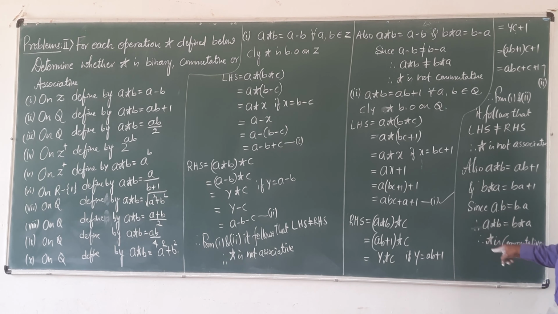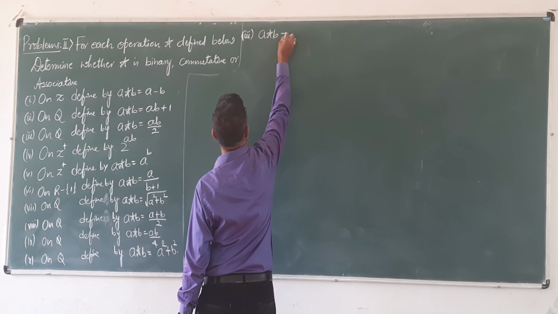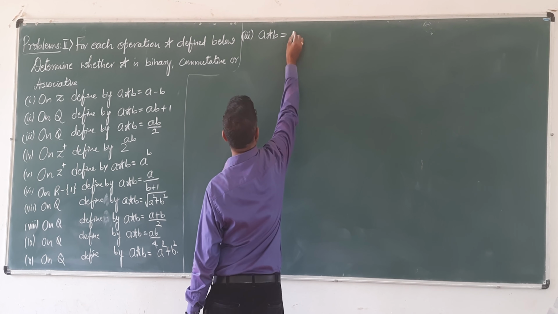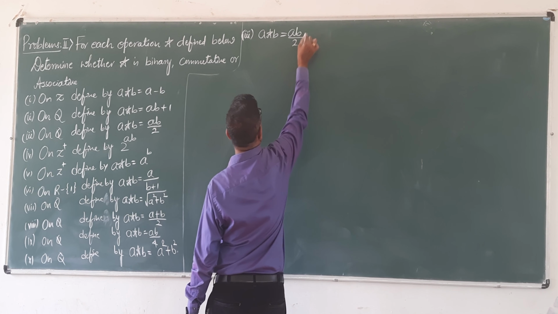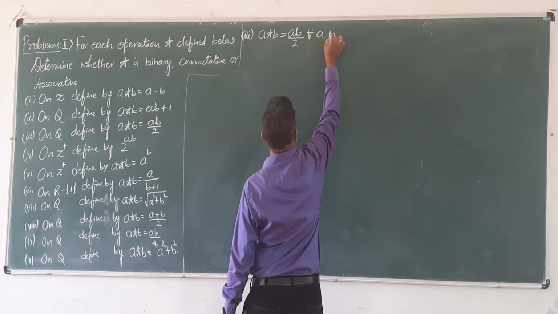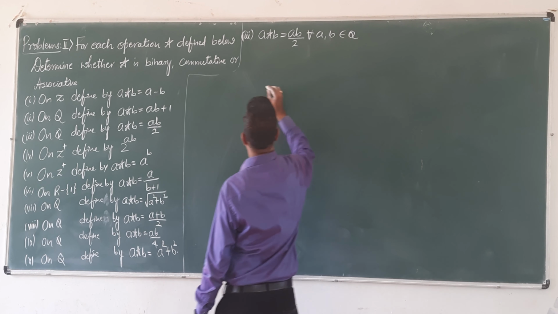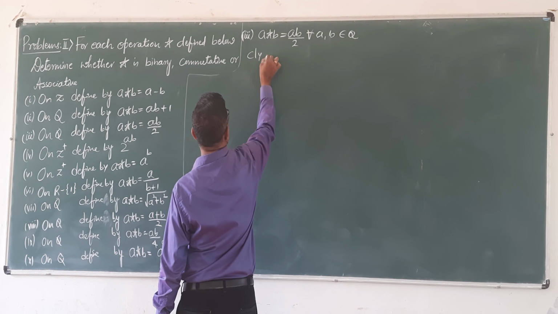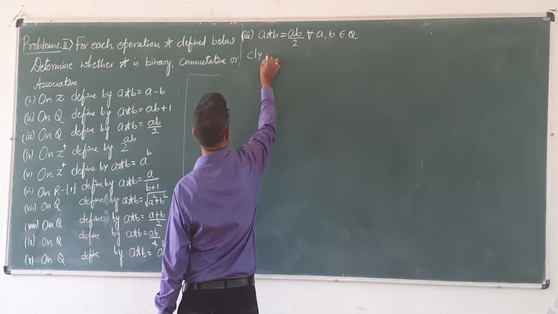Next, third problem. On the set of rational numbers Q, defined by A star B is equal to AB upon 2, for all A and B belonging to rational numbers. Again, clearly, star is a binary operation on the set of rational numbers, of which it is true. Now verify whether it is associative as well as commutative.